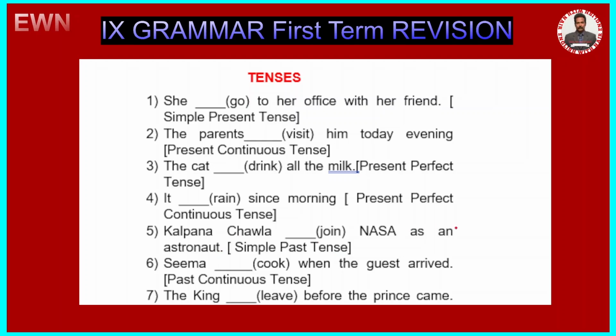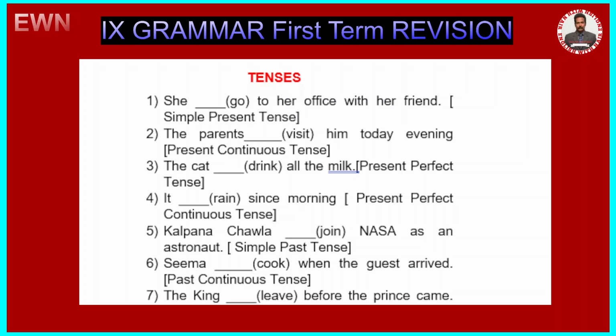Seema dash cook when the guest arrived. So here, we have two tense forms. When the guest arrived is the simple past tense. So along with simple past tense, we can use past continuous tense. Seema was cooking when the guest arrived.